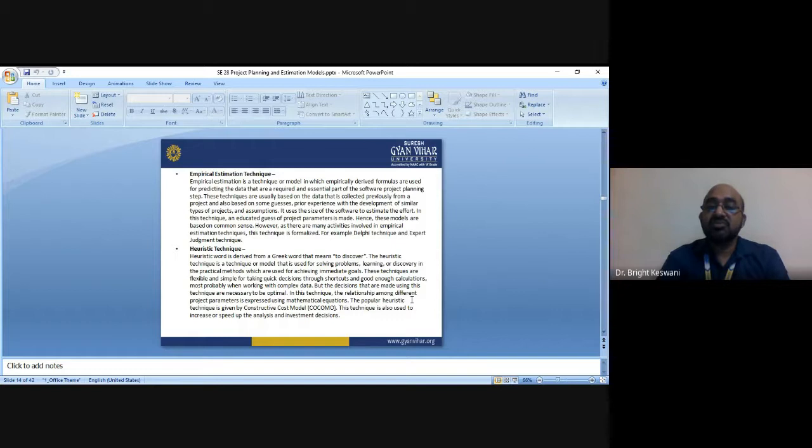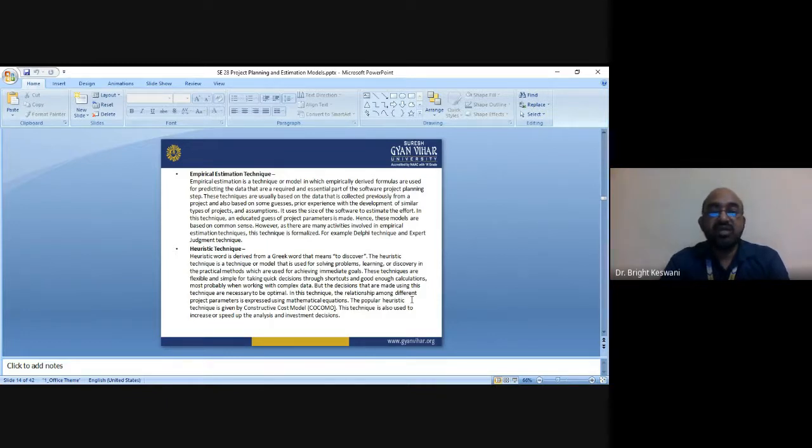It uses the size of the software to estimate the effort in this technique. An educated guess of project parameters is made. Hence, these models are based on common sense. However, as there are many activities involved in empirical estimation, this technique is formalized. For example, Delphi technique and expert judgment technique. So, Delphi technique and expert judgment techniques come under the empirical estimation technique method.